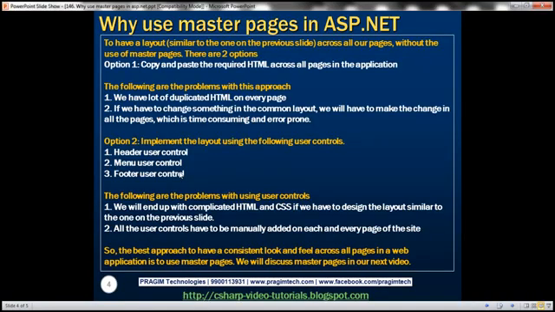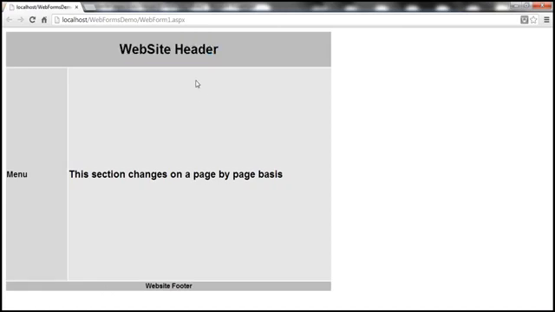Alright, the second option is to implement the layout using user controls. So what we basically can do is create a header user control, a menu user control, and then a website footer user control. And then we can use those user controls on each and every web form. What are the disadvantages of using user controls to achieve this layout?